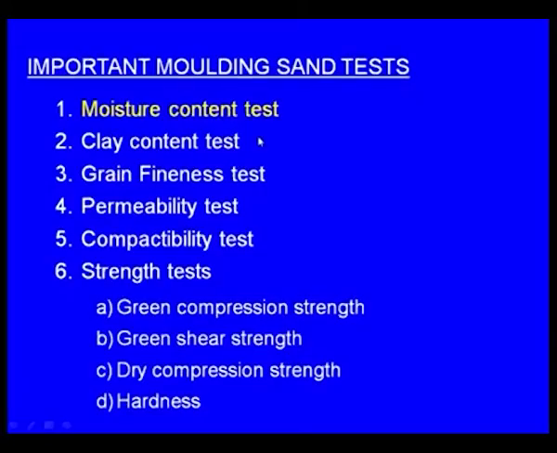First let us see the moisture content test. How to determine the moisture content in a moulding sand. In the beginning we have seen that the moulding sand should contain moisture from 2 to 5%. How to know whether the moisture is between 2 to 5%? If the moisture is below 2%, what can happen? There may not be enough binding. If the moisture content is more than 5%, excessive steam and hot gases will be produced, and because of that there will be blowholes and pinholes on the surface of the casting. So, the moisture content should be optimum.